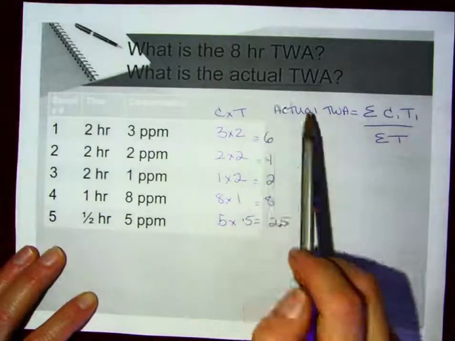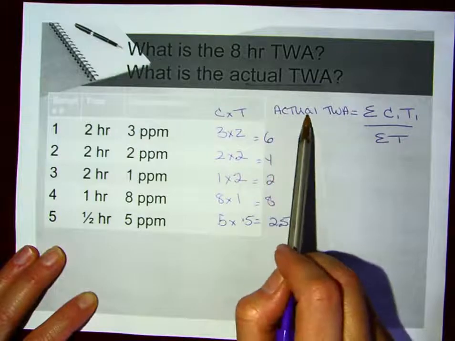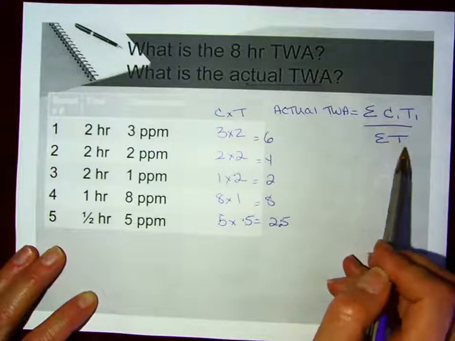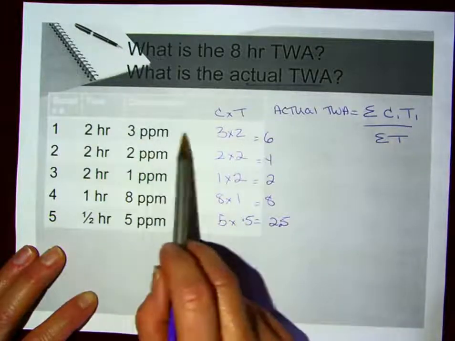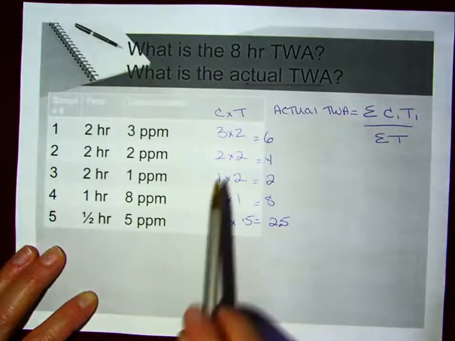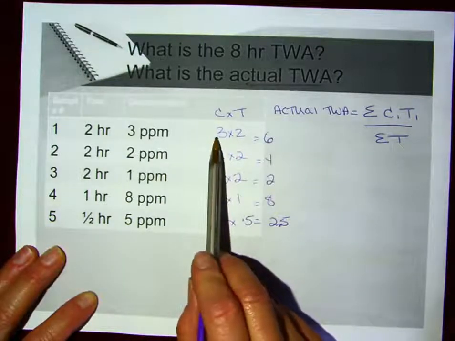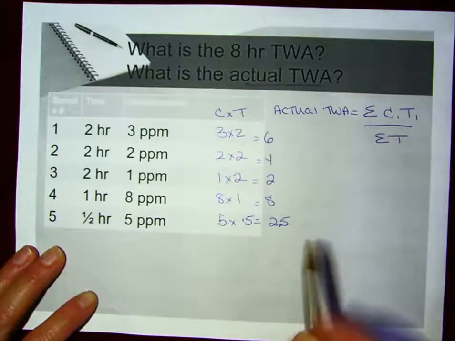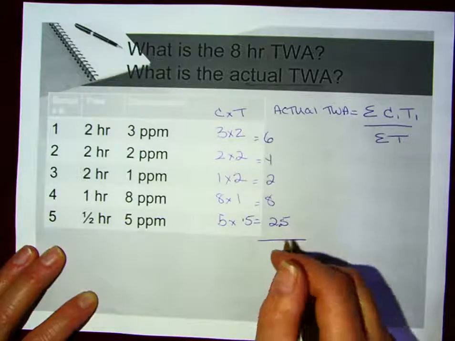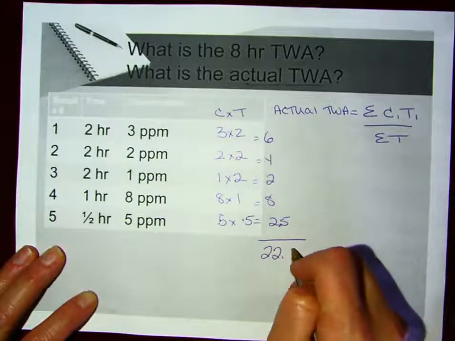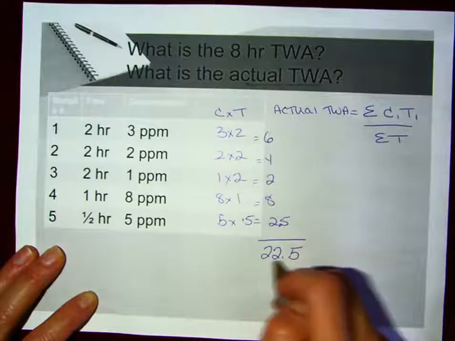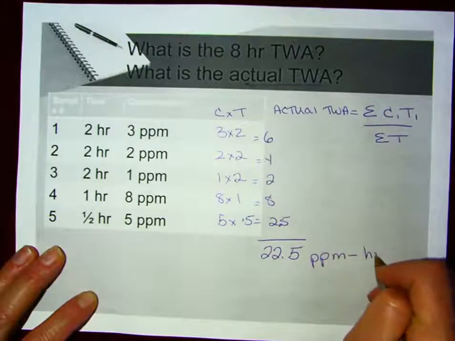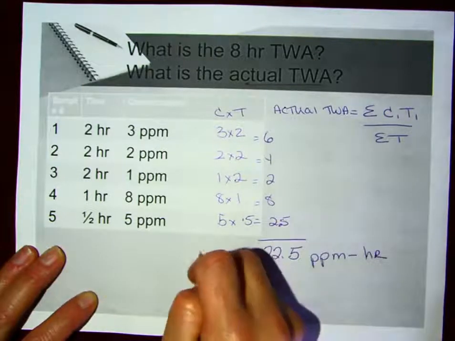Our formula for our actual time-weighted average is the sum of concentration times time over the sum of time. So I still have my same calculation here. 3 parts per million times 2 hours, 2 parts per million times 2 hours. And when I add these together, I'm going to come up with the same answer as the previous problem, 23.5 parts per million hours. So this is my total.